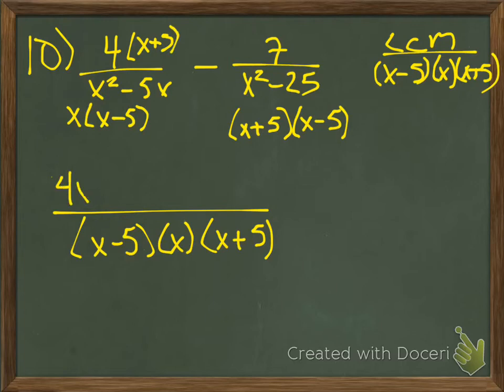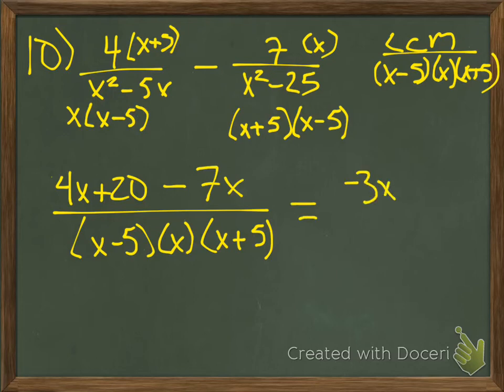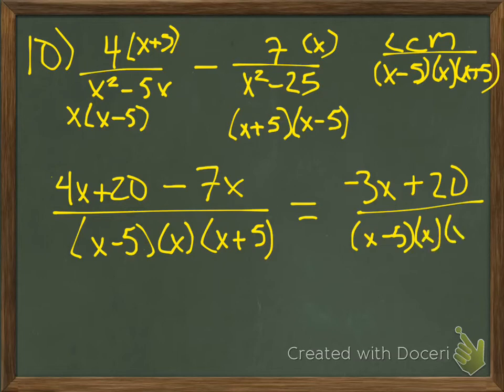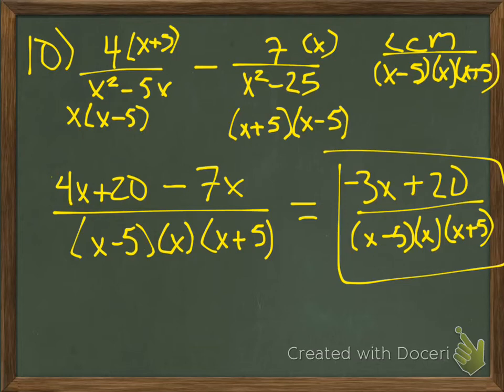I can forget about it. So the first fraction, it's missing the x plus 5, so I'm going to multiply by that. 4 times x plus 5 is 4x plus 20. The second fraction is just missing an x, so I can just say minus 7x. Combine my like terms, and I'm done. And that should be my answer. No ifs, ands, or buts. Okay, number 11.